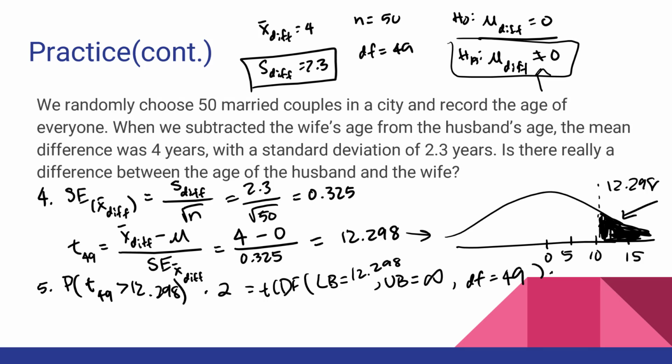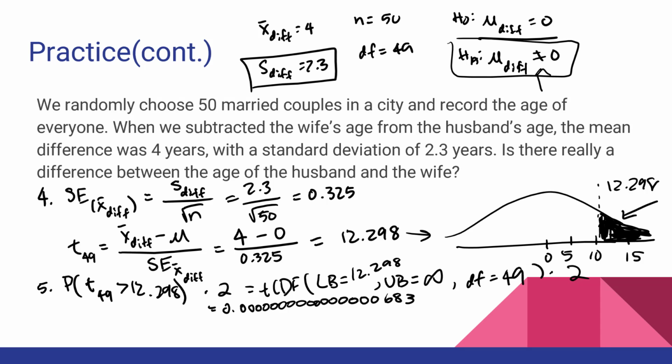So our tCDF times 2 would be equal to a very small number. That's our p-value. You already know we're going to reject the null, but we still got to conclude.